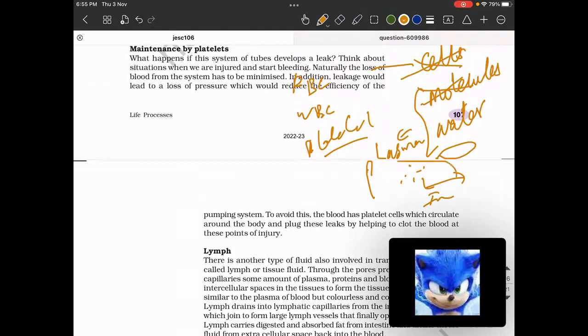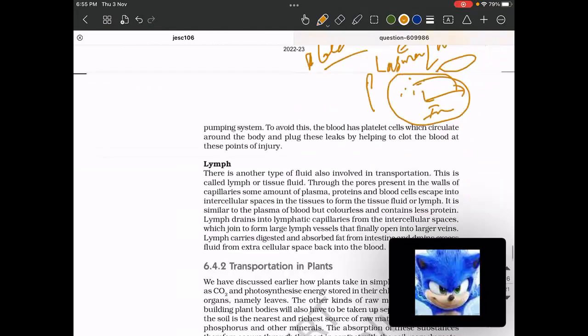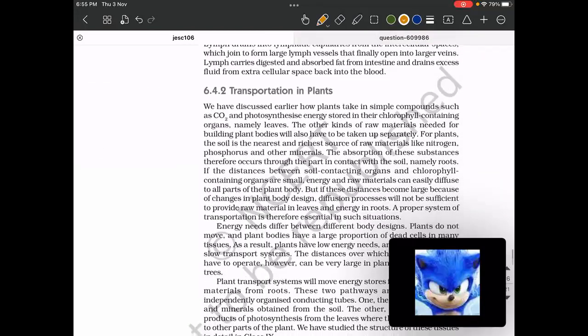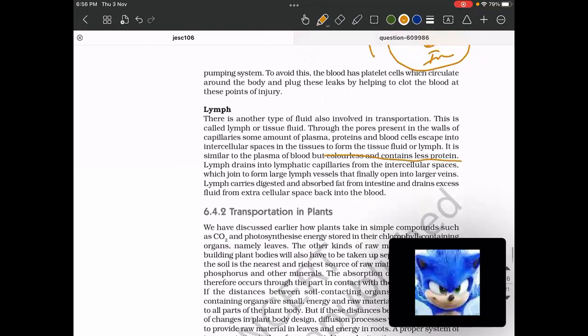So that immune component is actually called what? Lymph. Okay, colorless, less protein, but having the important molecules of the immune system like antigens, antibodies, and then other ions, minerals, etc. So that's the important thing about lymph.